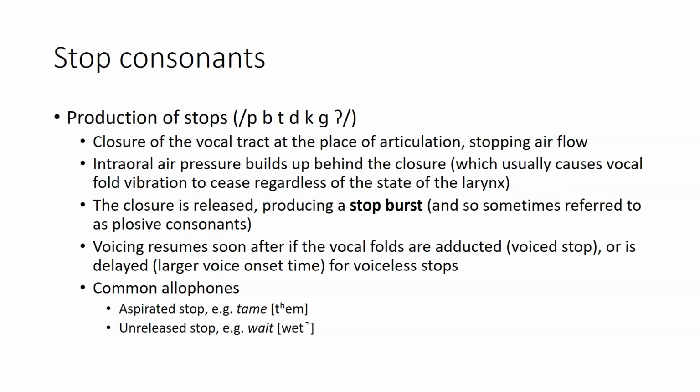The production of stops includes closure of the vocal tract at the place of articulation that stops airflow. Intraoral air pressure then builds up behind that closure, which will usually cause vocal fold vibration to cease, regardless of whether the larynx is set up for phonation to happen or not. The closure is then released, producing a stop burst, and sometimes these sounds are referred to as plosive consonants.